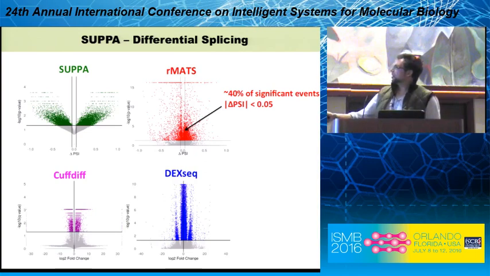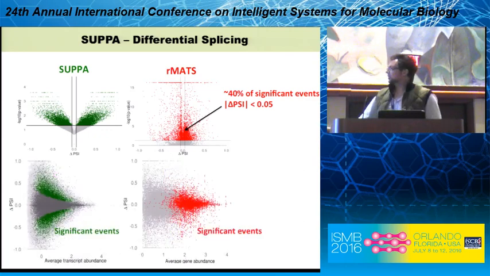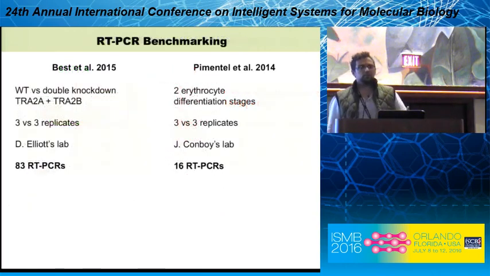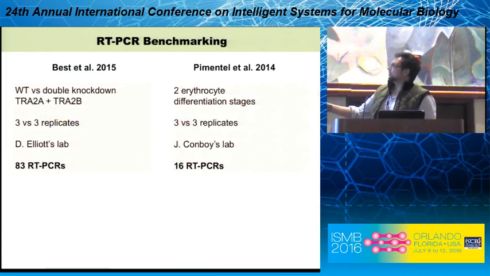So here we see rMATS. It's another method that takes multiple replicates. CuffDiff, DEXSeq, they all need this cutoff in delta PSI or fold change to be able to find the significant cases. And we see that rMATS also calls significant things that have a very small delta PSI, so you need this extra cutoff. So we also did some comparison with RT-PCR.